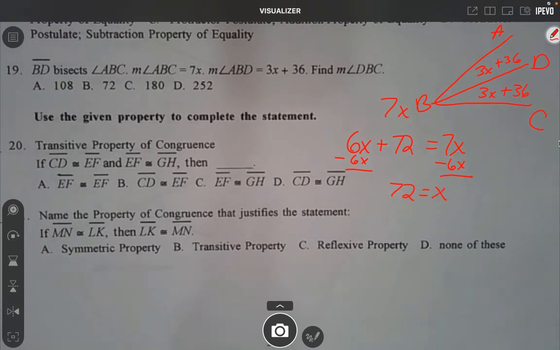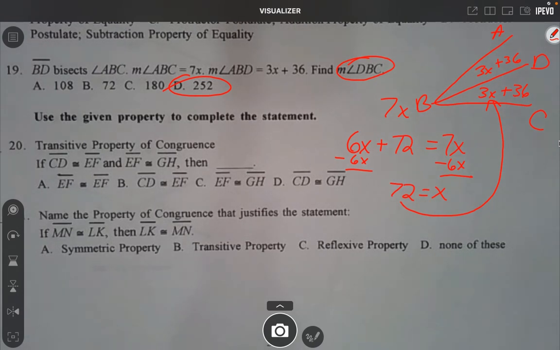Is that what it asked for? Because that's an answer. Is that what it asked me for? It didn't say find x. What did it say? DBC. Find this angle. How do I find that angle? Plug it in. What is 3 times 72 plus 36? It's actually 252. This problem doesn't even make sense, but that's fine. If that one was 252 and the other one was 252, that's over a circle.